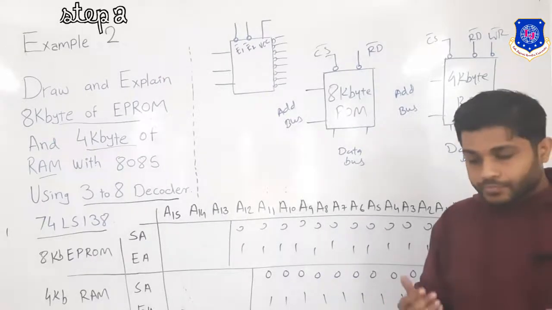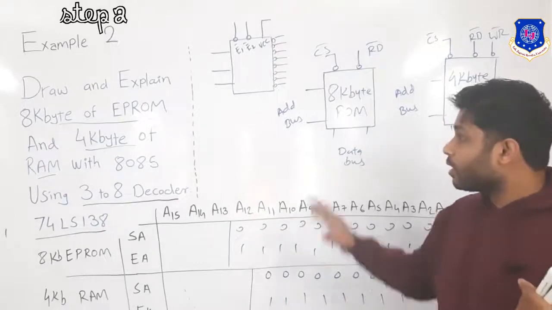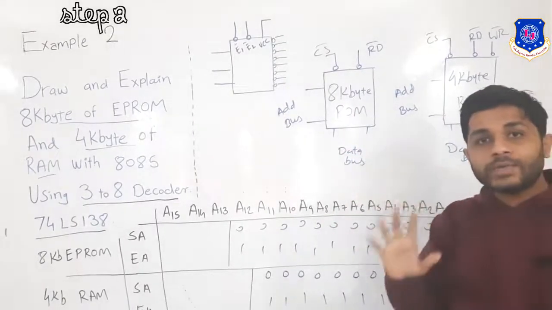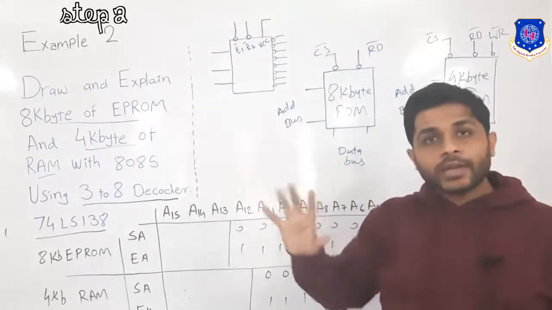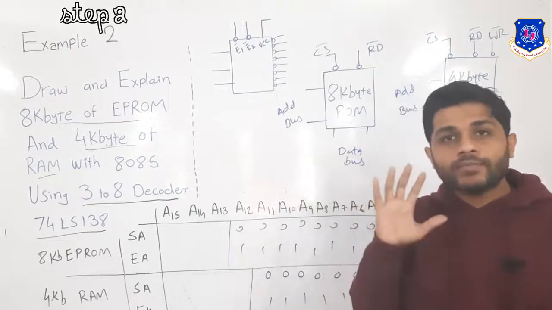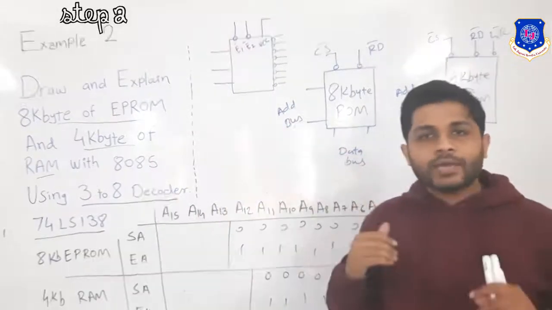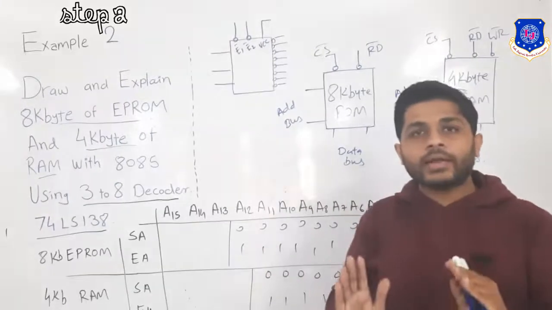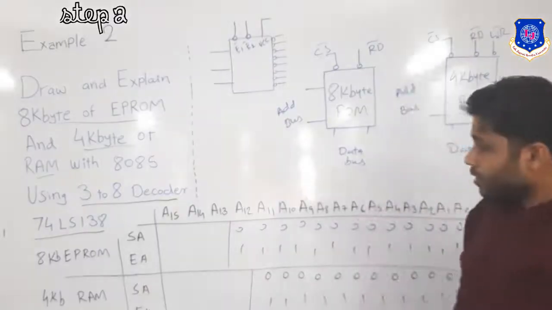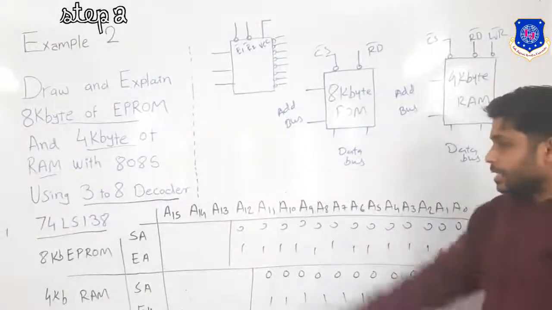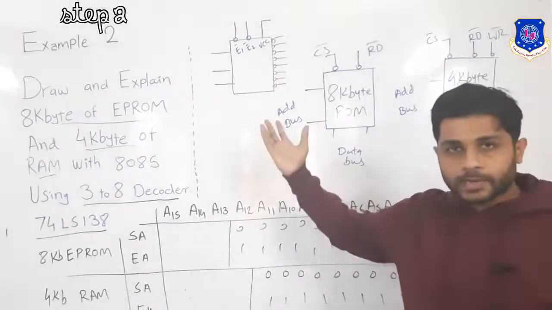Now remember, the address lines which are never used for interfacing memory will always be connected to the chip select logic, and those lines will be connected to the decoder. So the remaining lines which are never used will always be connected to the decoder, and the use of those lines is chip select. How many address lines are never used? A13, A14 and A15. So A13, A14 and A15 will be connected to chip select.